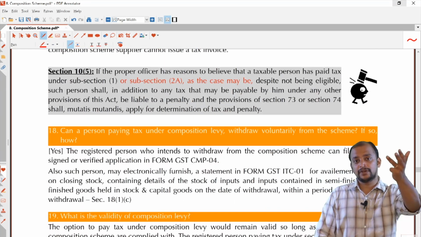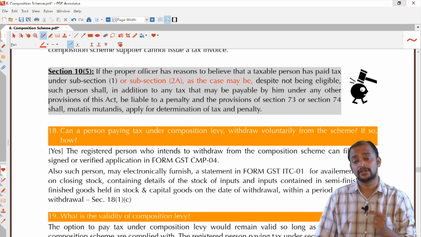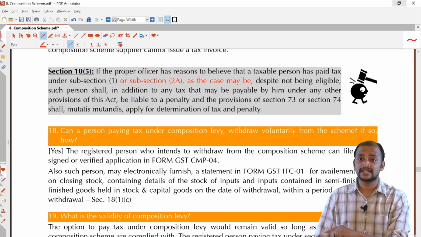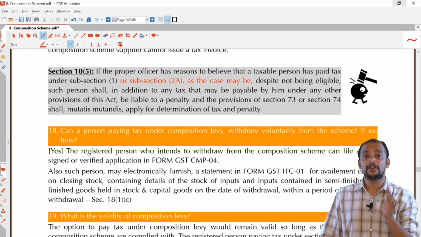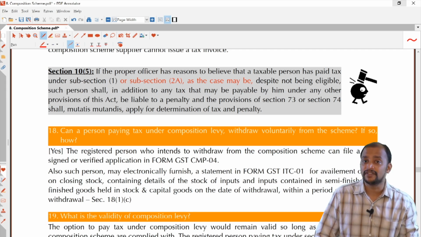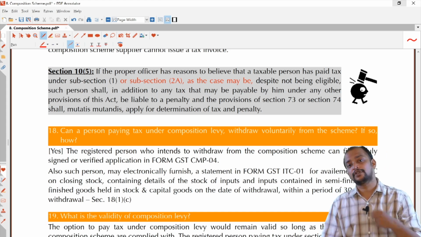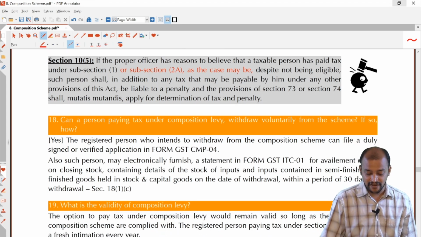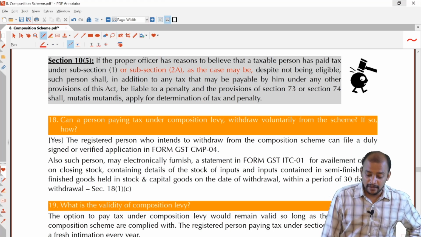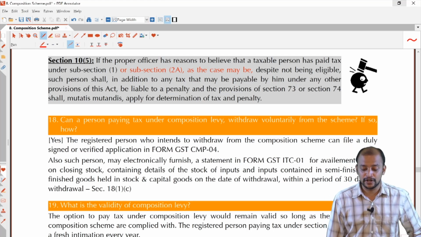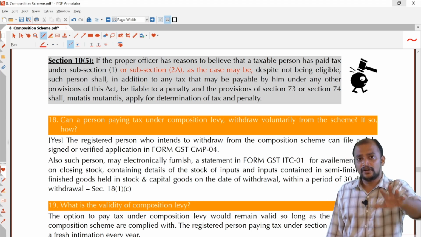Then Section 10 subsection 5. So 10 subsection 1 is the normal composition scheme, subsection 2 restrictions or conditions, 10 subsection 2A special composition scheme for service providers, 10 subsection 3 once you cross the aggregate turnover beyond the specified limit during the current year you are disqualified from the composition scheme, and 10 subsection 4 you cannot take ITC on inward supply and you cannot collect GST. 10 subsection 5: if the proper officer has reasons to believe that a taxable person has paid tax under subsection 1 or 2A as the case may be, despite not being eligible, how will it be?